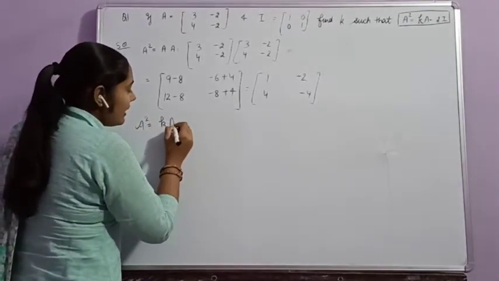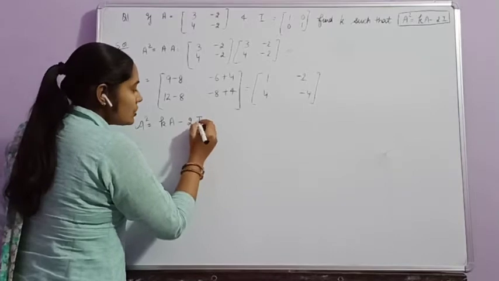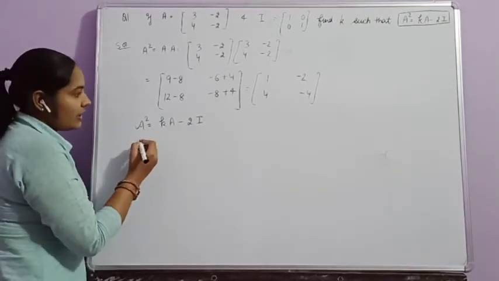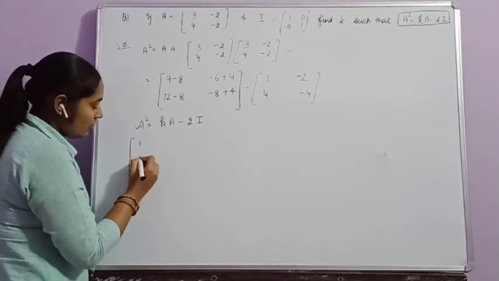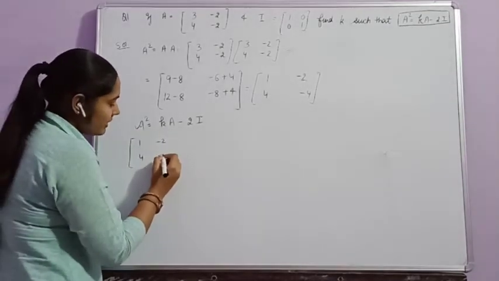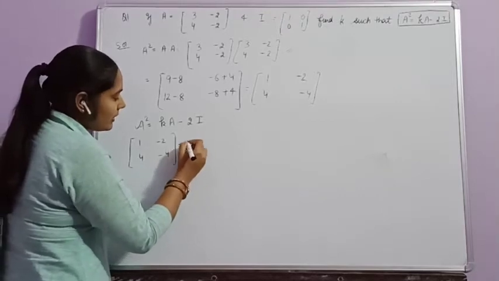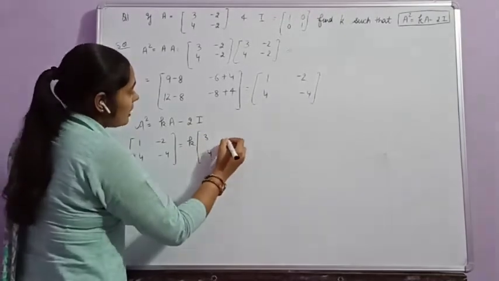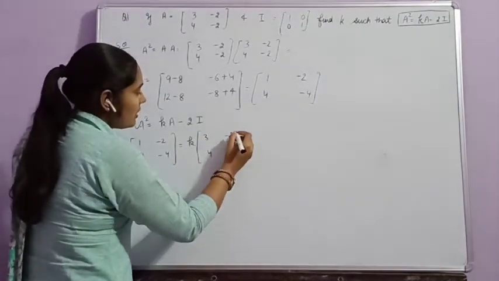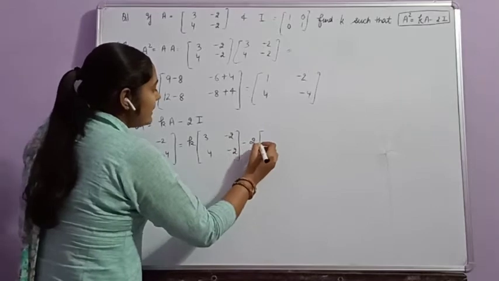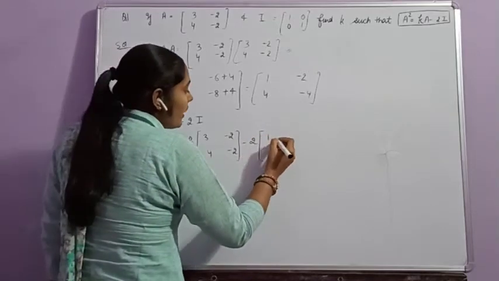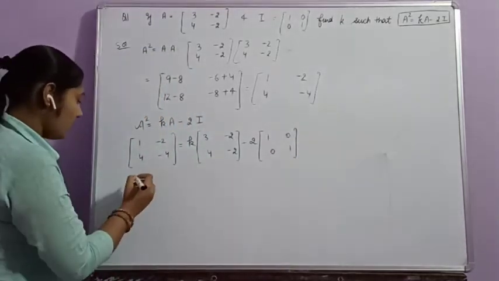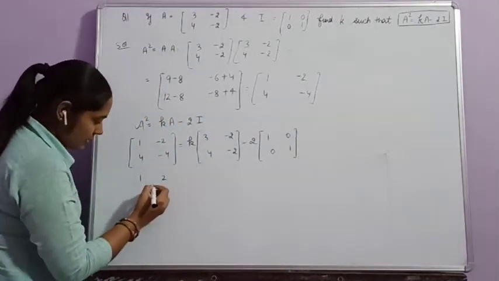And it is given that A square is equal to KA minus 2I. So we can put the values of A square, A and I. The value of A square is [1, -2; 4, -4], that is equal to K multiplied with the matrix [3, -2; 4, -2] minus twice the identity matrix, that is [1, 0; 0, 1].